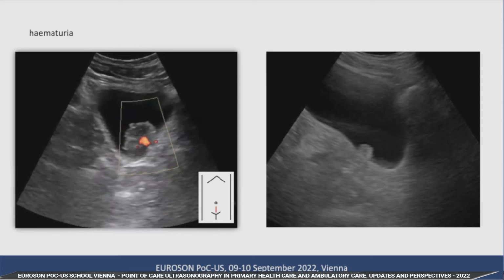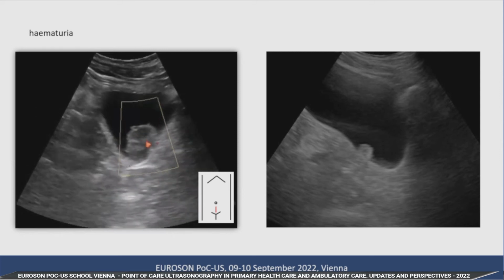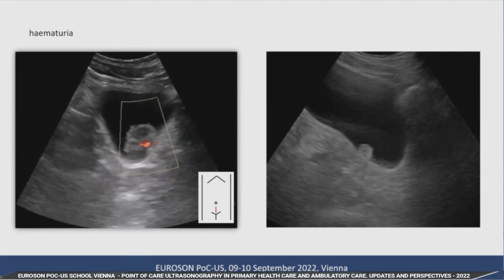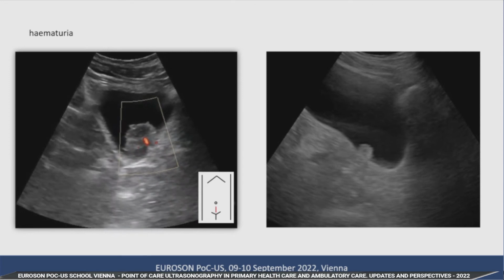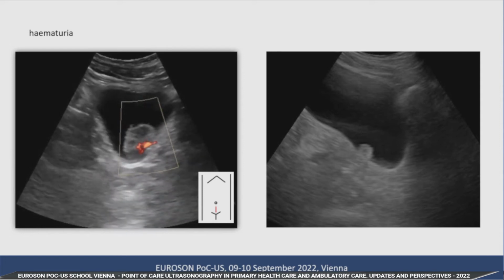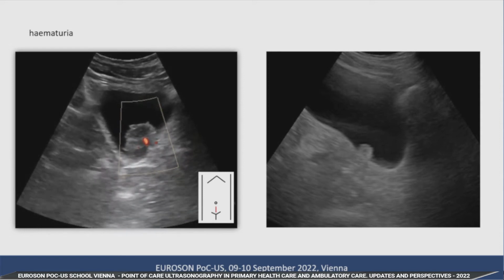Hematuria might be a symptom connected to inflammation. It might be a symptom connected to cancer. And the patient is coming to our department with hematuria. We put a transducer and we want to evaluate if the patient has or hasn't a tumor in the urinary bladder.